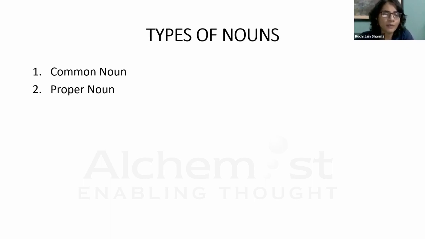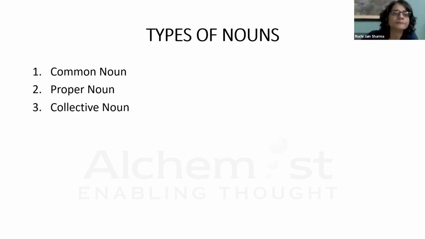City is a common noun, but if I give it a name like Delhi, Nagpur, Mumbai, these are all proper nouns, right? Proper nouns will always begin with a capital letter. Please remember that always, right?